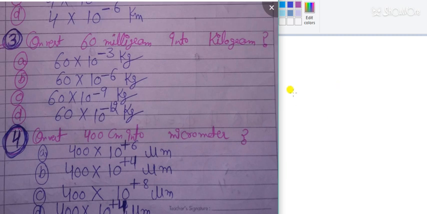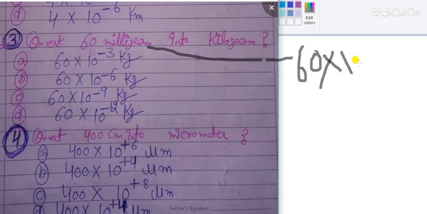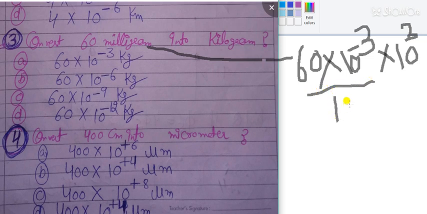60 milligram is equal to 60 into... you know what milli means. Milli means 10 raised to the power minus 3. Now this is minus 3, and I have to convert it into kilograms, so I multiply it with 10 raised to the power 3 and divide it also with 10 raised to the power 3.